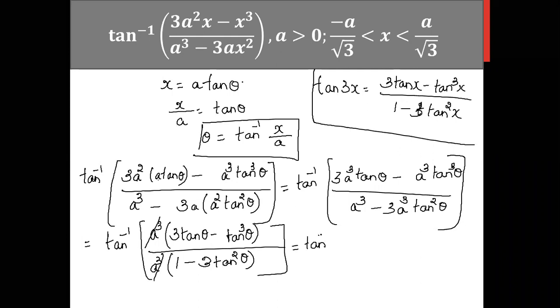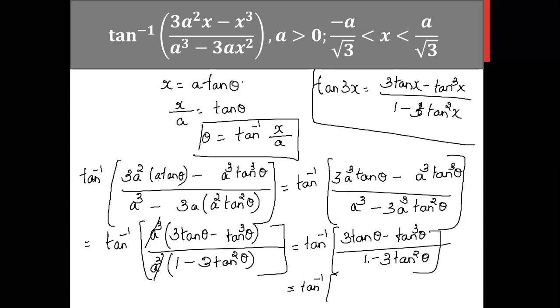So we'll get tan inverse of 3 tan theta minus tan cube theta divided by 1 minus 3 tan square theta. So that is tan inverse of, what is this thing inside the bracket? It is tan 3 theta. So tan inverse of tan x is, what is tan inverse of tan x? It is x. So here we have 3 theta. So it is 3 into, what is tan inverse of tan x?